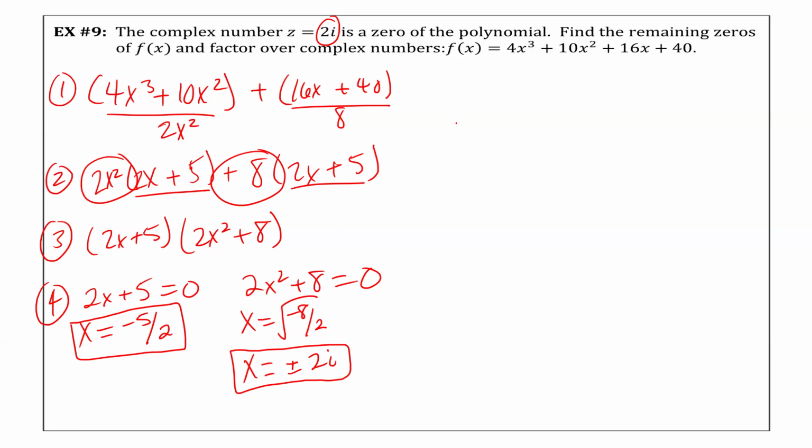Okay, so there are the roots. Well, now we can write them as factors. So our factors would be 2x plus 5 times x plus 2i times x minus 2i. And our roots are there. So that's how that would work.